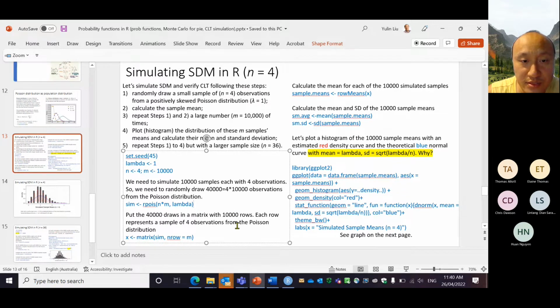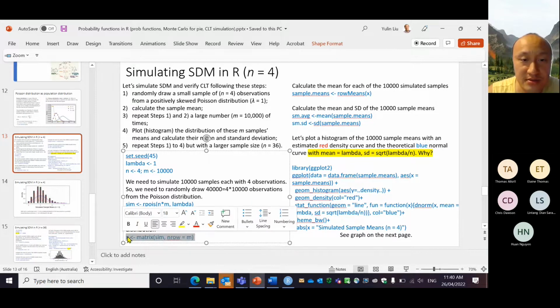Okay, and then I'm going to put these 40,000 draws into a matrix with 10,000 rows to represent the 10,000 random samples. Each sample has 4 observations. We can use this one. There's something new here.